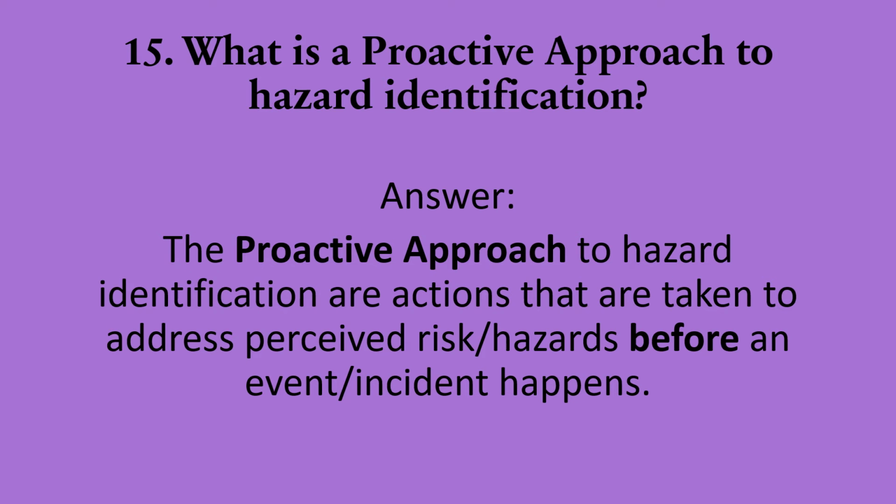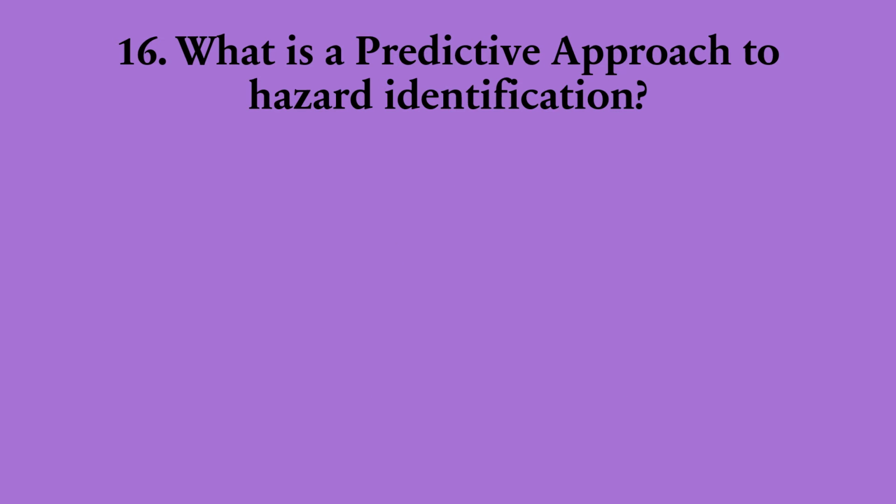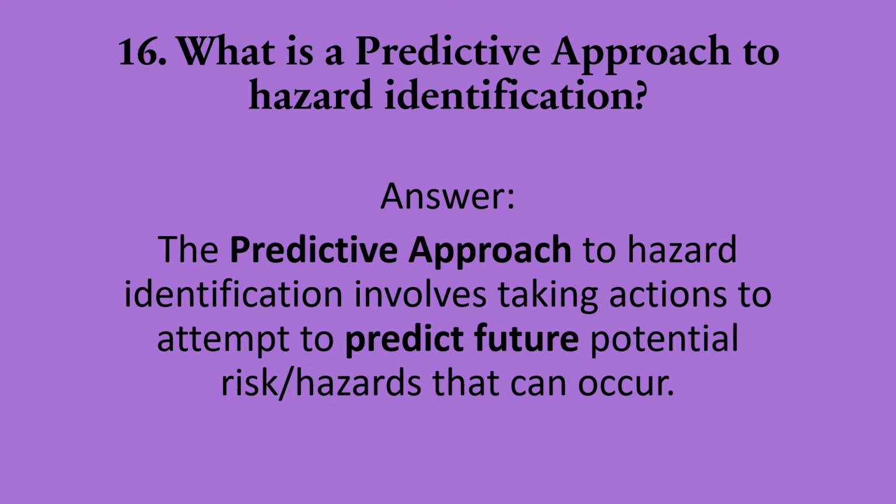The answer is, a proactive approach to hazard identification are actions that are taken to address perceived risk or hazards before an event or incident has occurred. Number 16. What is a predictive approach to hazard identification? The answer is, the predictive approach to hazard identification involves taking actions to attempt to predict future potential risks or hazards that can occur.